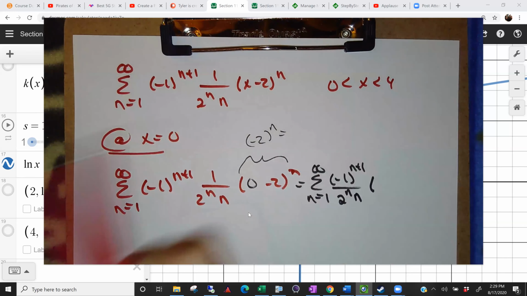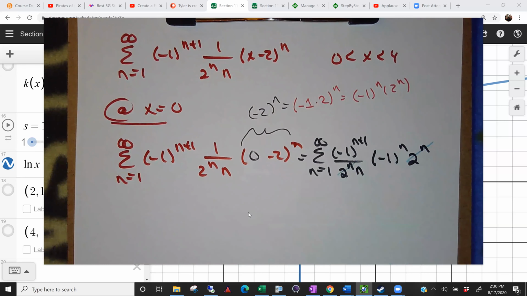Does that help me at all? Can I simplify this in any way? You could cancel out the 2 to the n's. And let's be careful about the -1 to the n, because it's in the numerator. So what's going to happen with that term in the numerator is this.